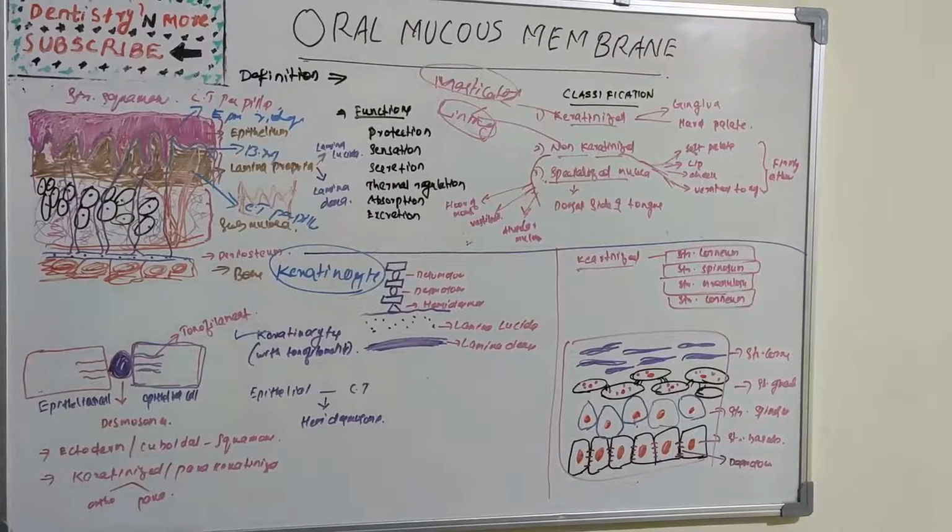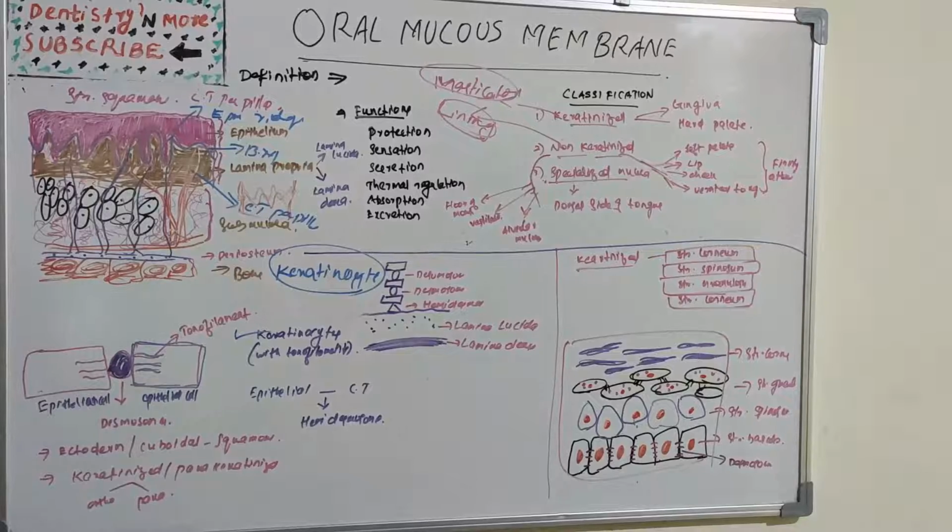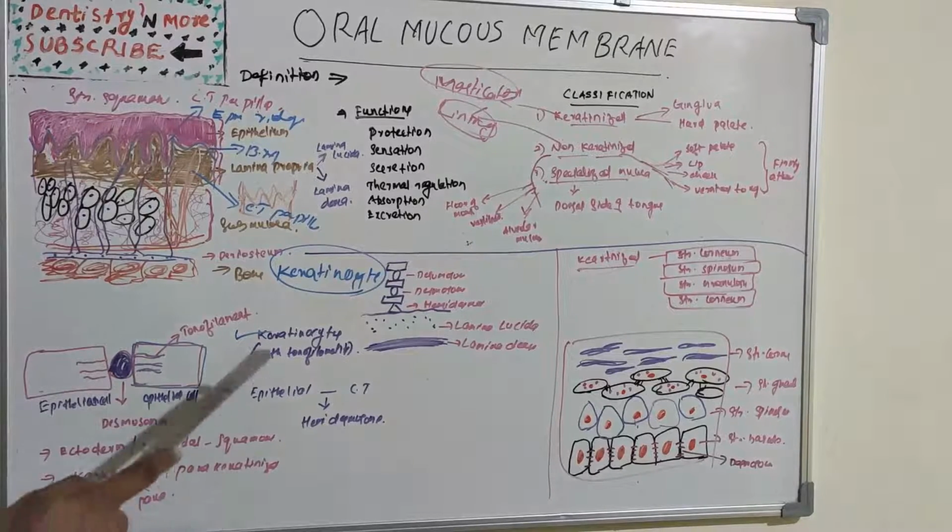The cells in the epithelium are known as keratinocytes. Keratinocytes contain fine filaments within the cells, which are known as tonofilaments. So keratinocytes will always have tonofilaments. This is a tonofilament, this is a keratinocyte. The epithelial cell has thin, fine filaments known as tonofilaments.